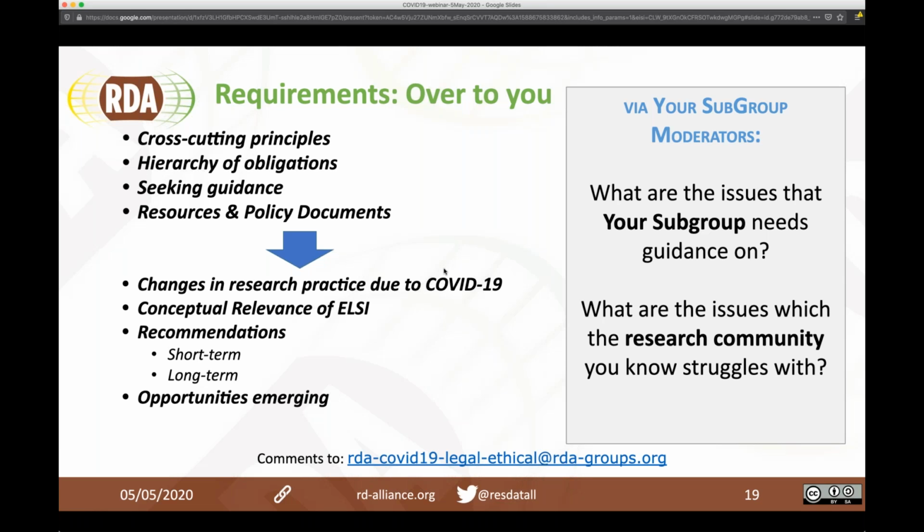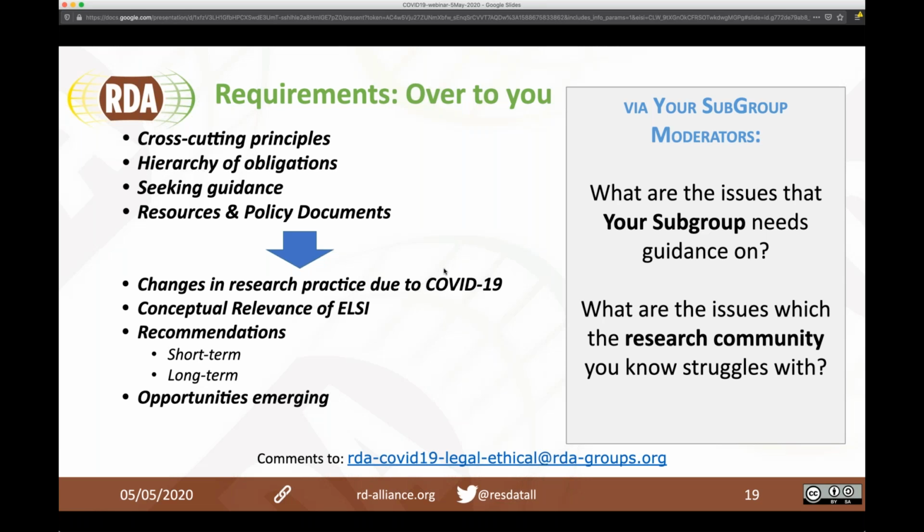On the left-hand side here, these were the main pointers that we had in the first set of recommendations. So we've put together some cross-cutting principles. So those are the principles like the safe management of data, which are important during these kind of crises, but also the set of obligations. There are both legal and ethical obligations that all researchers and policymakers should be aware of, how to seek some guidance, where to look, and then the initial set of resources.